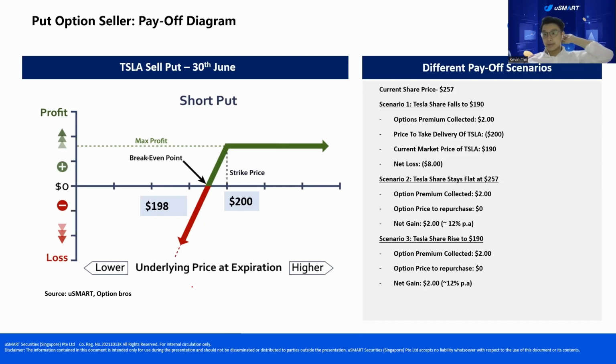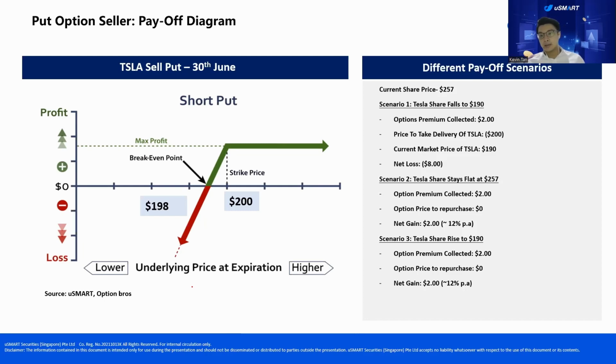What's going to happen is this: you're going to collect an option premium of $2. And because Tesla now is $257, it is much higher than the $200 price point that you commit to buy. You will actually not have the opportunity to buy Tesla shares at $200. And so your option actually has lost its entire value. So if you were to repurchase the option, that would cost you just $0. So as an investor, you will actually gain $2 from doing this transaction.